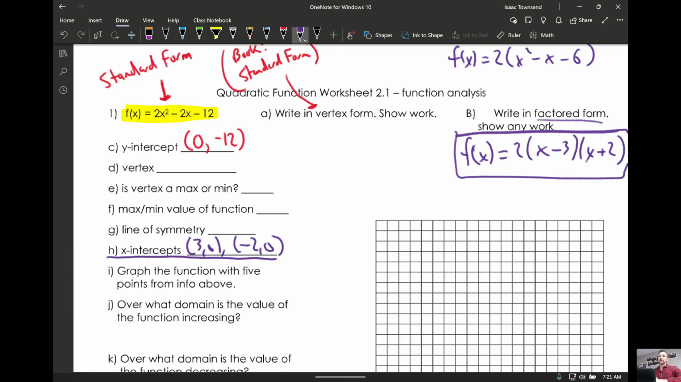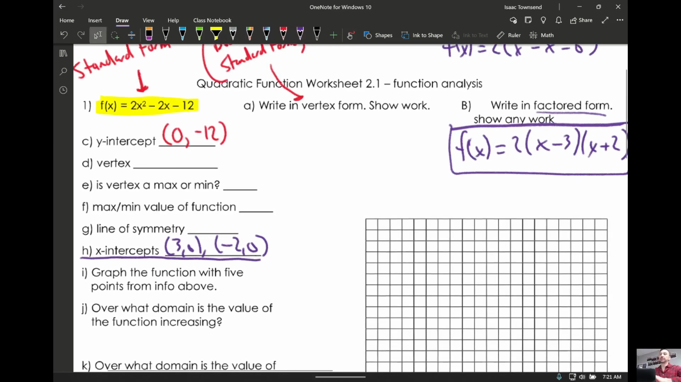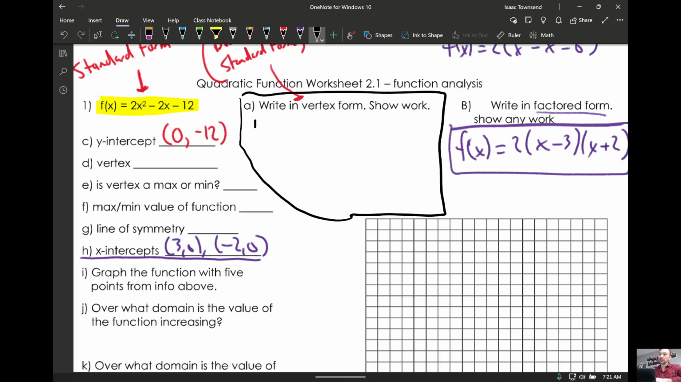Now, several of these others, like the vertex, what's the min and max of the function, where's the line of symmetry of the function, a lot of those really need this thing called vertex form. And from my experience, it seems like this is the one y'all practice the least in Algebra 2. So this is probably the part that you might need to put the most focus on. So first off, you need to know what vertex form looks like.